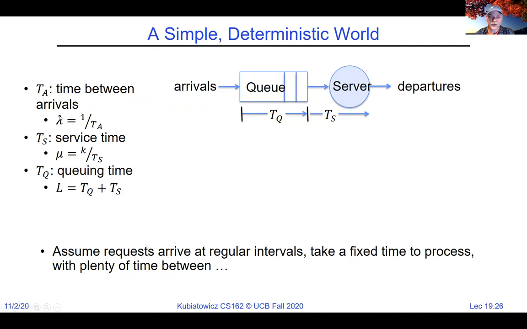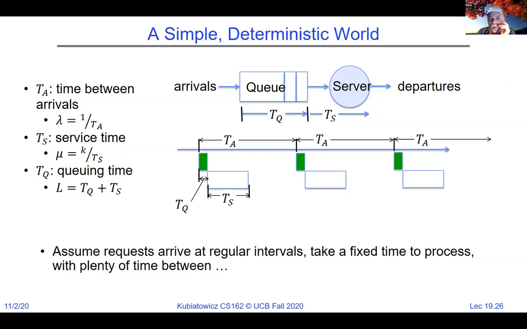So let's suppose in the deterministic world, somebody comes in every T sub A without fail and with no probabilistic variation. Now we can say that lambda, the rate that people are coming in, is 1 over T sub A. And the service rate mu is K over T sub S if there are K servers there, okay? And then finally, the total time, L, is equal to T sub Q plus T sub S. So if I want to know my total time to get my hamburger, it's the time in the queue plus the time to be served. And that's how long I'm in the McDonald's, okay?